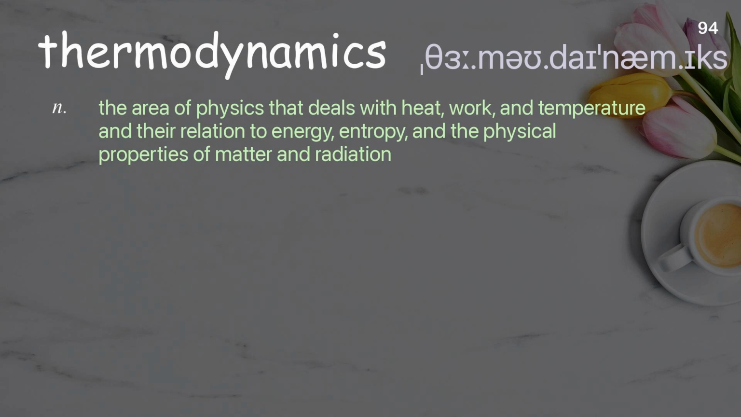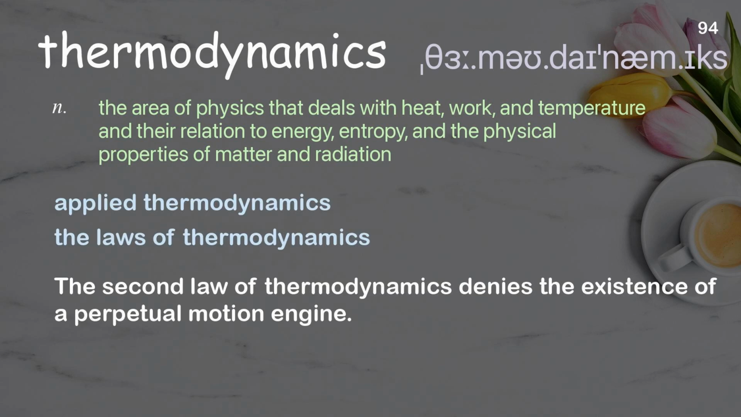Thermodynamics. The area of physics that deals with heat, work, and temperature and their relation to energy, entropy, and the physical properties of matter and radiation. Examples: Applied thermodynamics. The laws of thermodynamics. The second law of thermodynamics denies the existence of a perpetual motion engine.